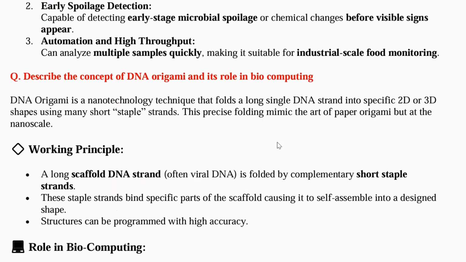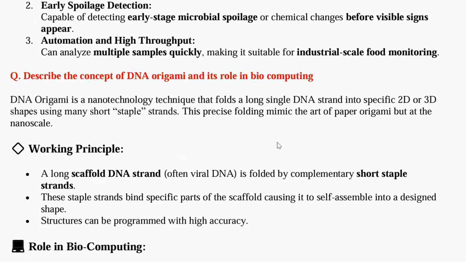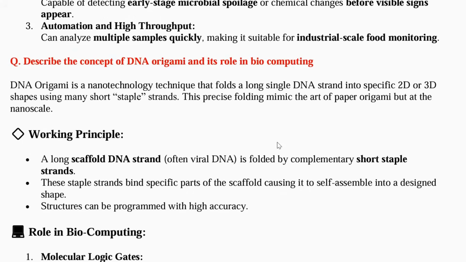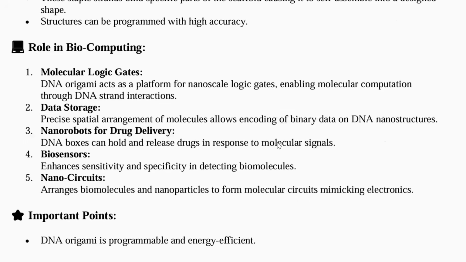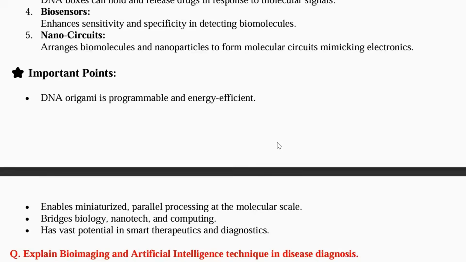Describe the concept of DNA origami and biocomputing. DNA origami is a nanotechnology technique that folds a long single DNA strand into a specific 2D or 3D shape with many short staple strands. The precise folding mimics the art of paper origami but at the nanoscale. These staple strands bind specific parts of the scaffold, causing it to self-assemble into the designed shape, and it can be programmed with high accuracy. Note down the roles in biocomputing and some of the points.